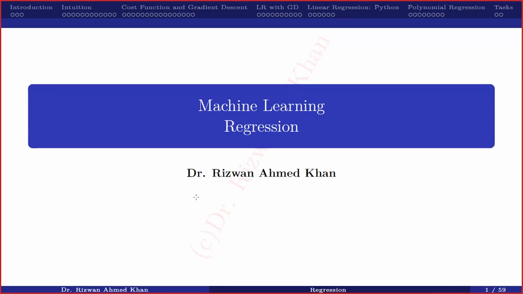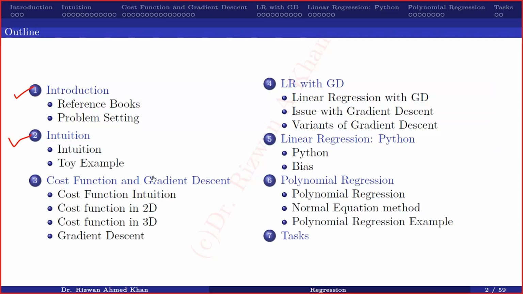Okay, so in the last lecture we started looking at the topic of regression. We saw the basic intuition of regression. We saw the Troy example, and today in this lecture we'll see the cost function and the gradient descent algorithm, which is an optimization algorithm used in machine learning for different algorithms. In regression we also use the gradient descent algorithm to find optimal weights for a line that fits the data.